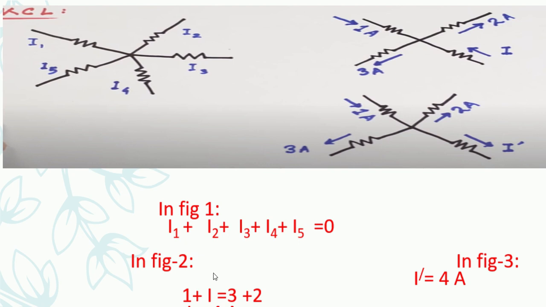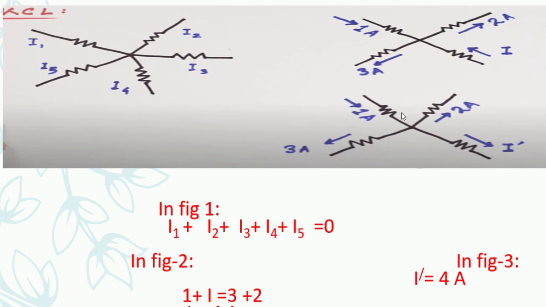Now how can we find out the value of I? Okay, look at figure 2. The currents which are entering into the junction must be positive. So 1 plus I is entering. 1 plus I equals 3 plus 2. So the value of I will be what? 4 ampere. Okay.